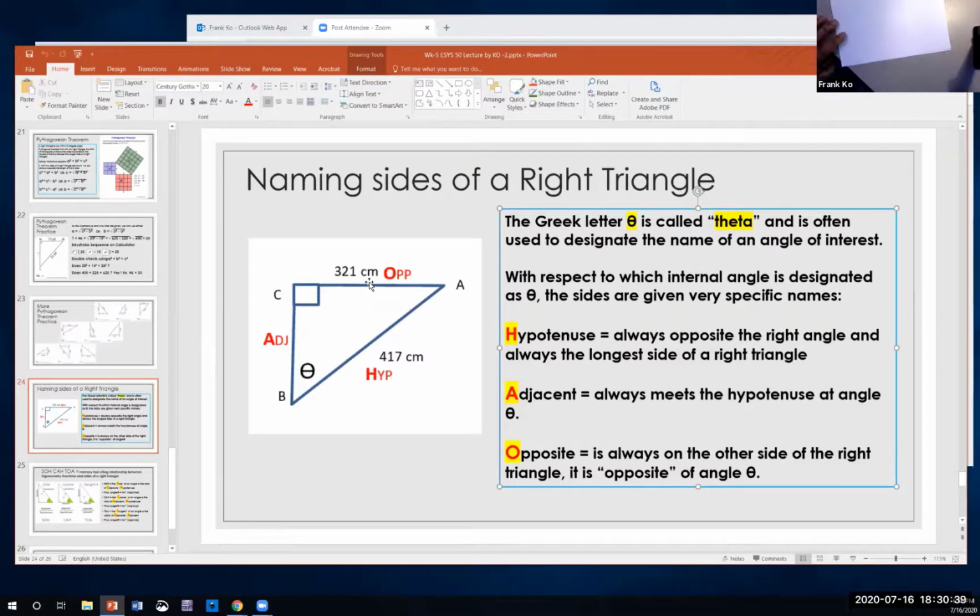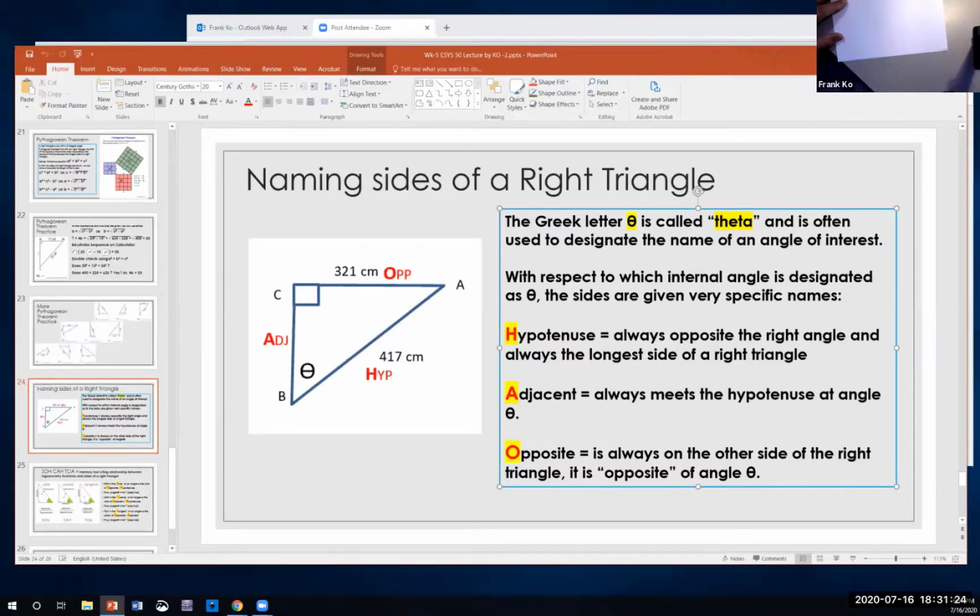Notice the 3-letter abbreviations that are given in this diagram. Hypotenuse is specified as HYP with a big capital H. Adjacent is abbreviated as ADJ with a big capital A. And opposite is abbreviated as OPP, because I don't want to write out the whole word. I'm just going to write down 3 letters, just like resistor color codes. We never wrote down BROWN. We just wrote down BRN for brown. So we're going to abbreviate these with 3 letters. It's very handy. Any questions about naming the different sides as long as you are given a theta?